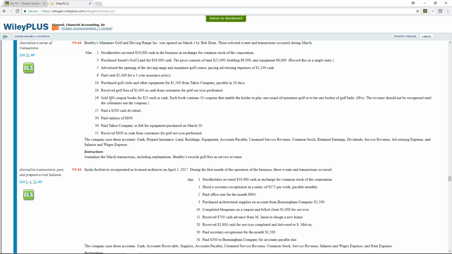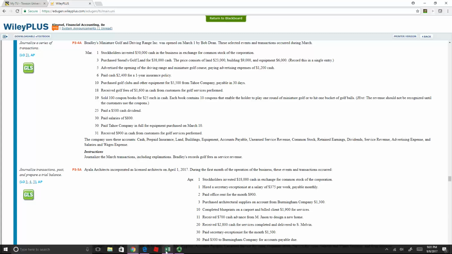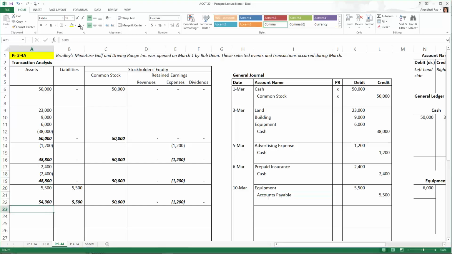On the 18th, we received golf fees of $1,600 in cash from customers for golf services performed. So what we have now is cash increased by $1,600. Why did we get this cash? Because we performed the golf services, which means we earned revenues. Has no effect on liabilities or common stock. This money did not come from the investors. They came from customers. So it's revenues. It's not common stock.